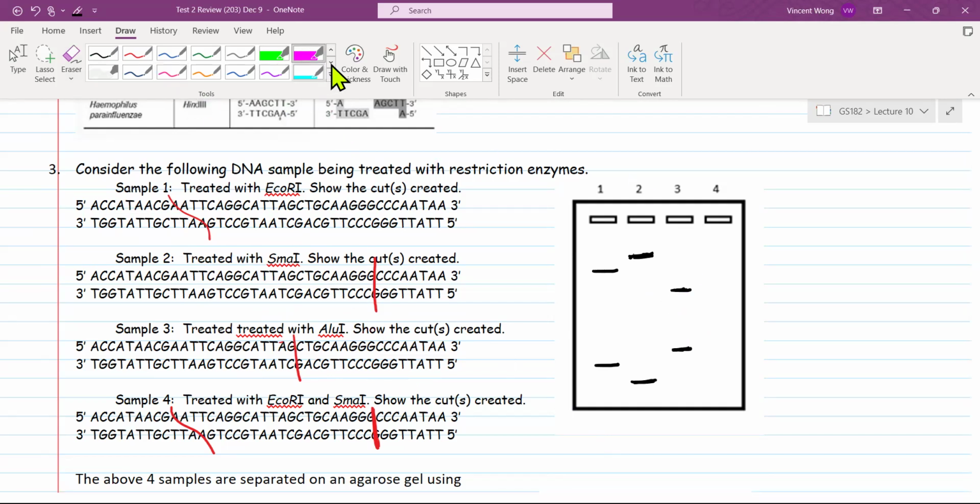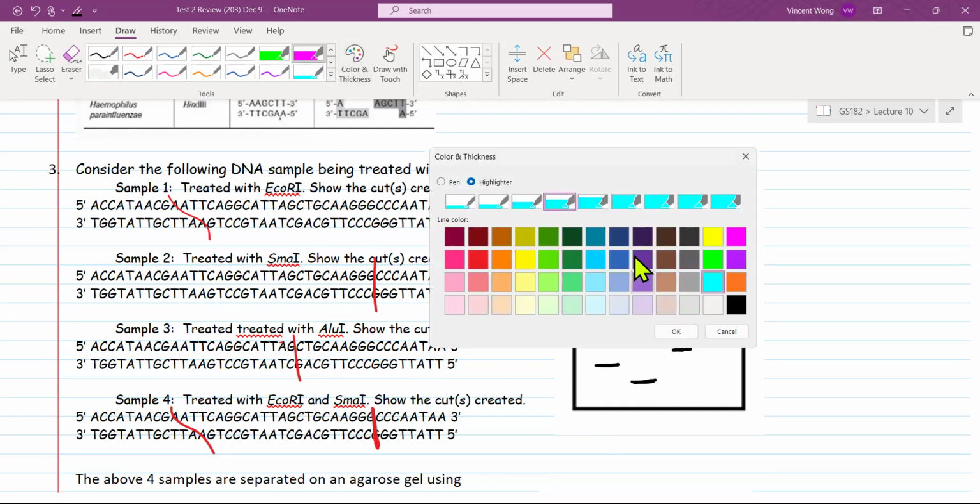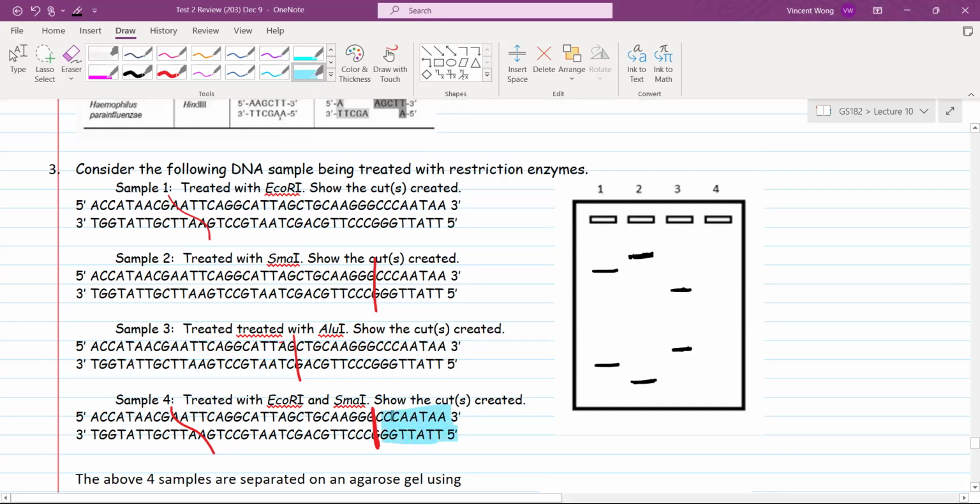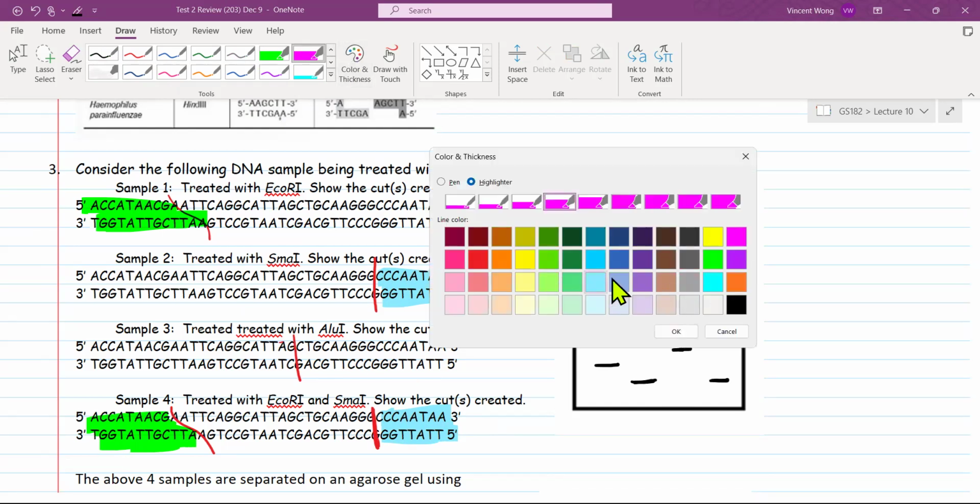And finally, let me try to highlight this for you. Okay, this piece is going to be same as that piece. And this piece is going to be same as that piece because you're using the same restriction enzyme, right? So you will have the same one as this one. Okay, I'll highlight that for you.